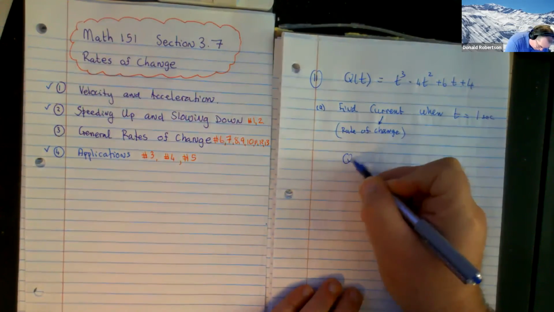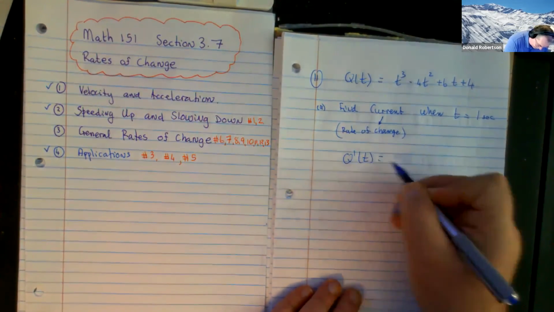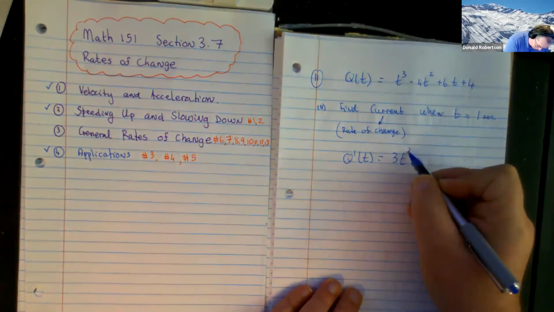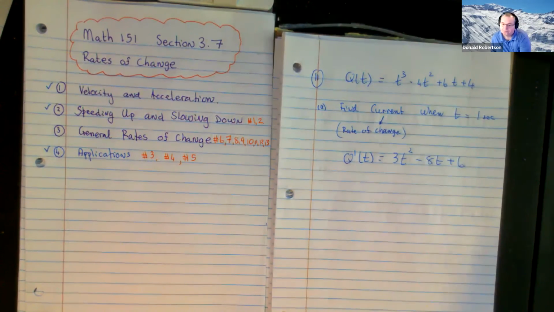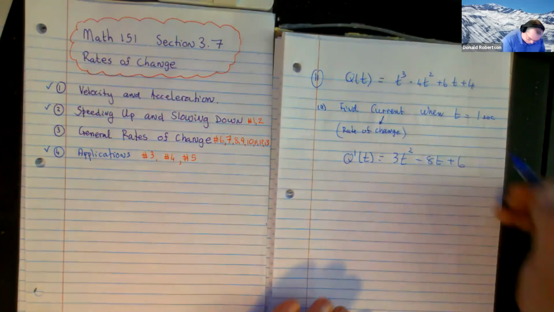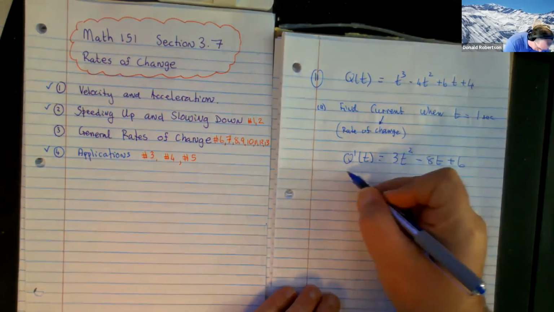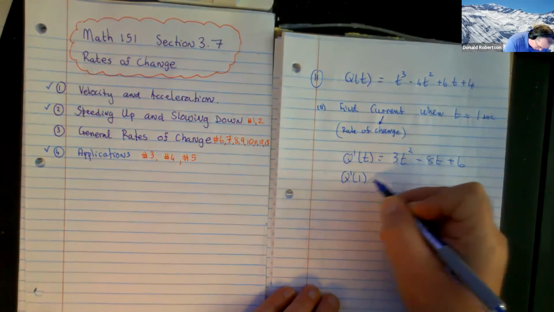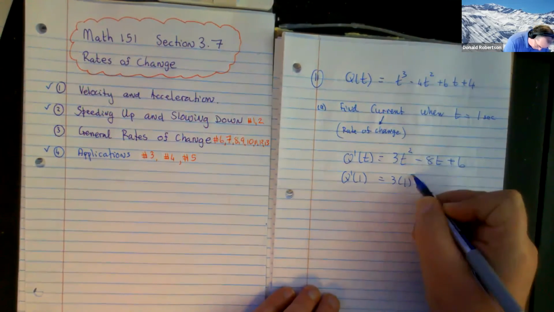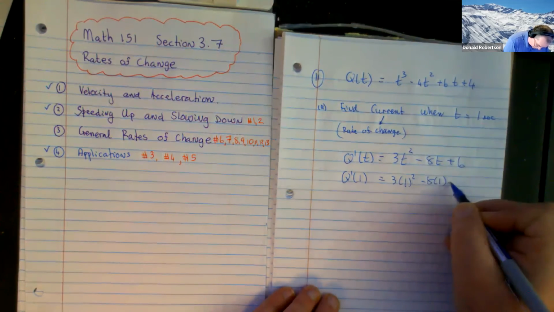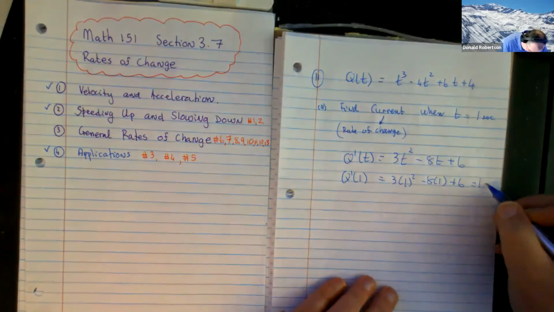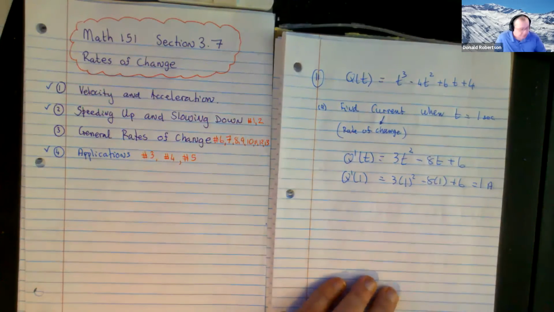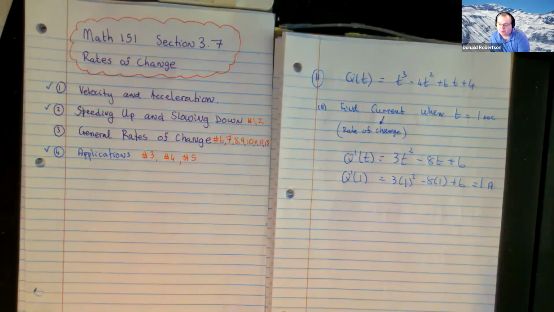So you find the derivative. Power rule: multiply by the power, reduce it by 1. Now you want to find the rate of change, the current at the 1-second mark. The answer is 1. And evidently the units of current are amps. So you just stick an A at the side, but WebAssign does the units for you, so don't you worry.